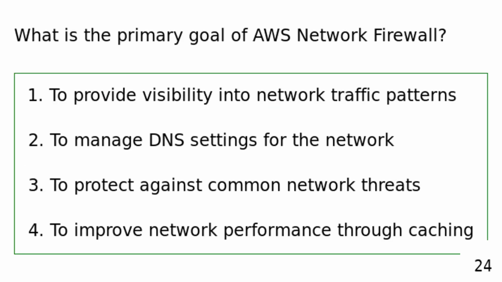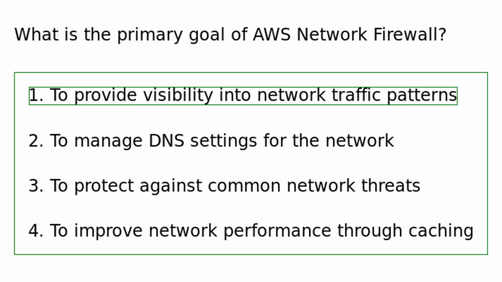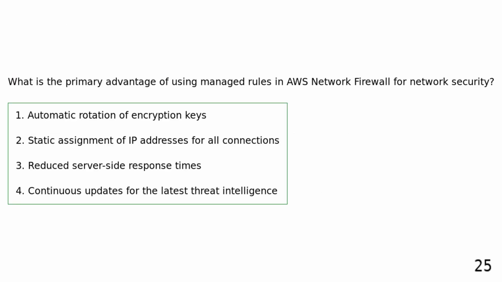What is the primary goal of AWS Network Firewall? To provide visibility into network traffic patterns. To manage DNS settings for the network. To protect against common network threats. To improve network performance through caching. The primary goal of AWS Network Firewall is to provide protection against common network threats such as DDoS attacks and malicious traffic.